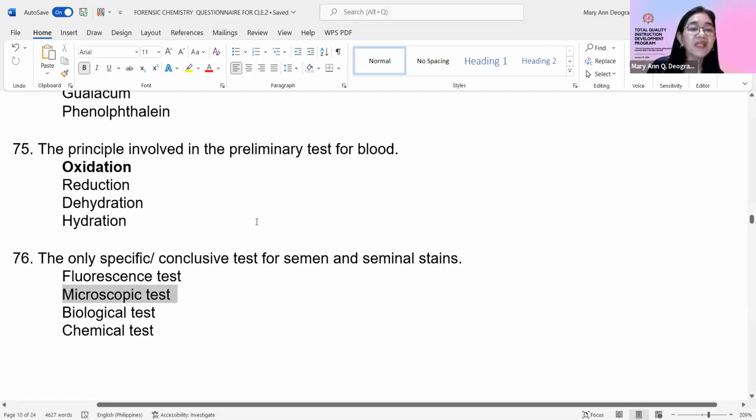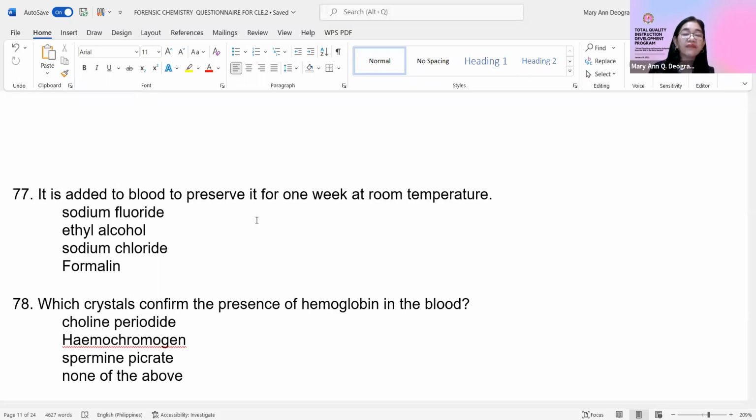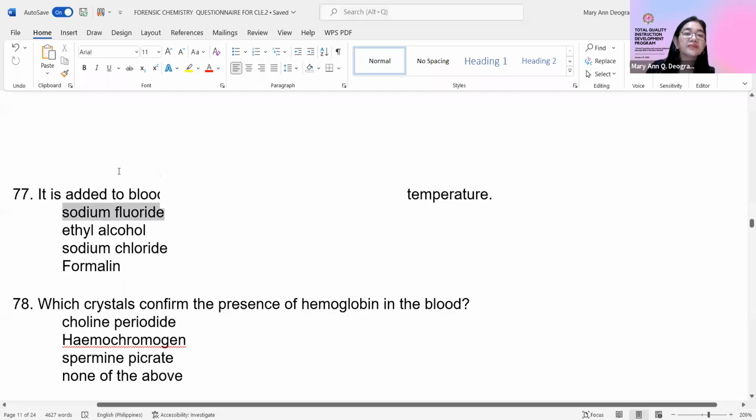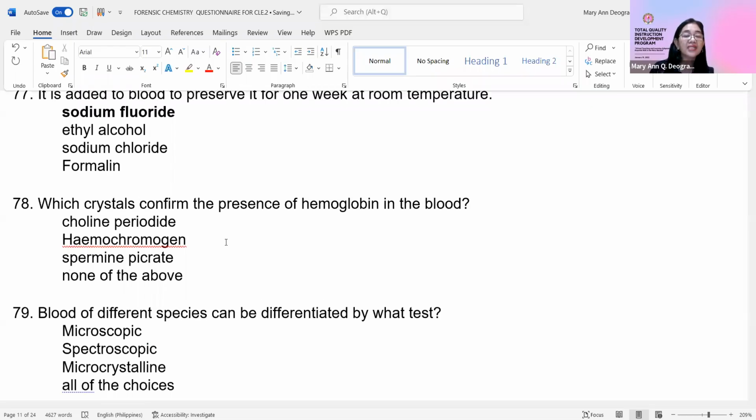Okay, number 77. Ito na pala yung preservative ng blood. Is it sodium fluoride, ethyl alcohol, sodium chloride, or formalin? It's sodium fluoride. Ayan. Which crystals confirm the presence of hemoglobin in the blood? Is it choline, hemochromogen, spermine picrate, or none of the above? Hemochromogen. Okay, so from the word hemoglobin, ito na siya.